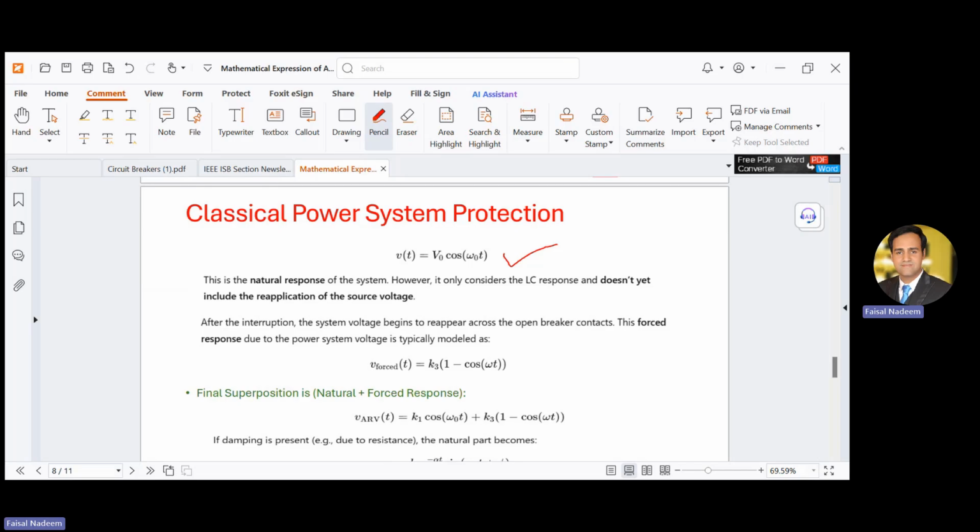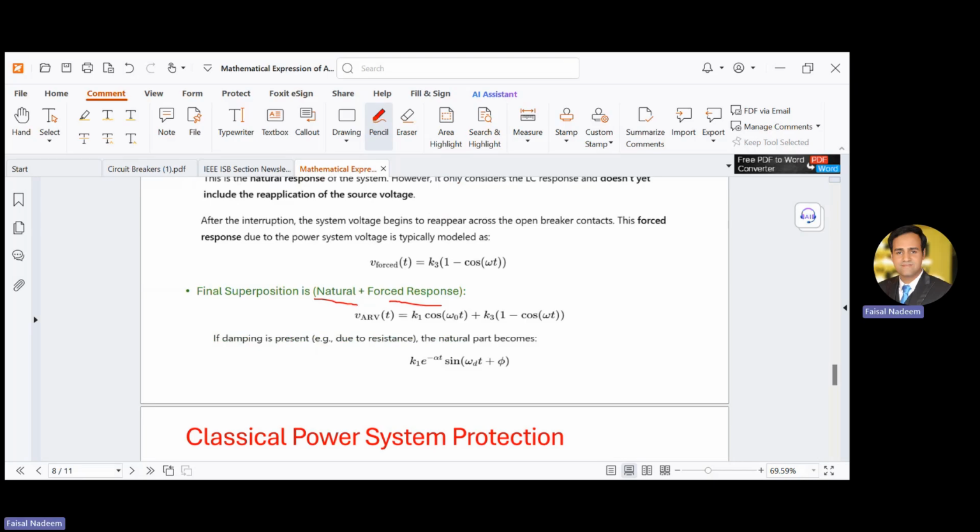So the overall response of the system is equal to the natural plus forced response. The natural response is equal to V naught cos omega naught t, which is here, and you know that V naught is equal to K1, so we have replaced V naught with K1. The other response, the forced response, is equal to K3 times 1 minus cos omega t. When we superpose them, they add to one another. So the active recovery voltage at time t is equal to the natural plus forced response.